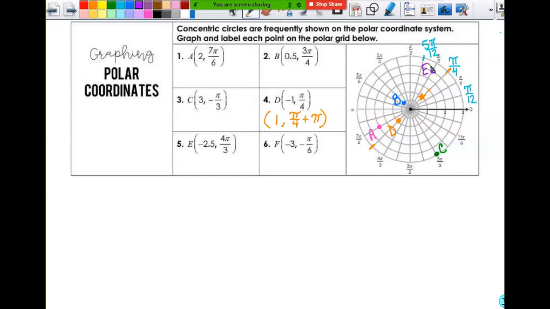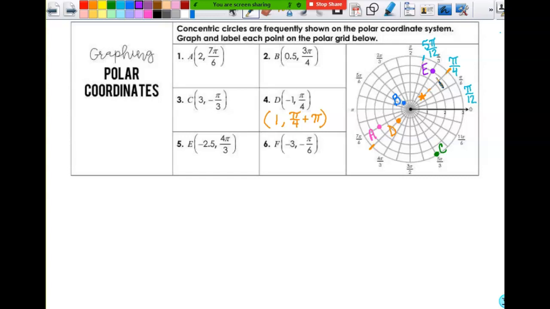Yeah. When you have to go through? Only if it's negative. So always go to whatever the number is and rotate to whatever it says. If it's positive, you put a point there. If it's negative, you pass through the pole. Okay? That's a good question. Anything else?